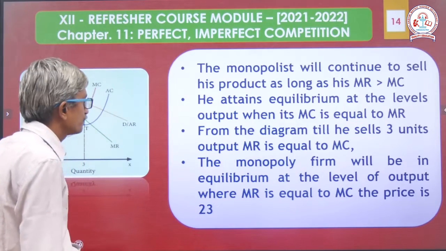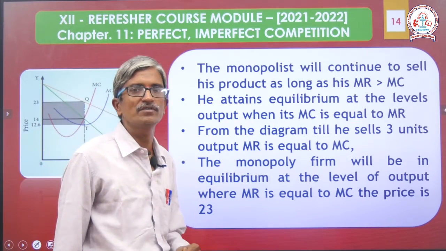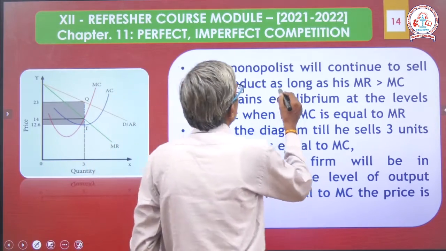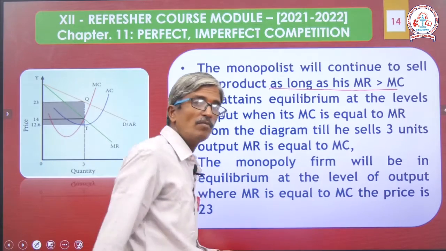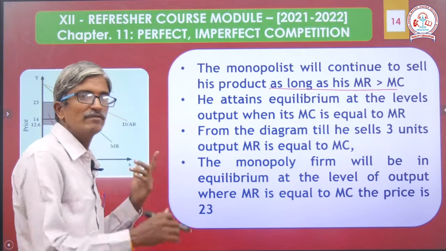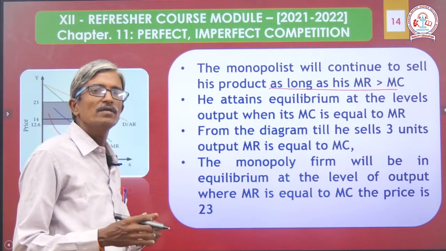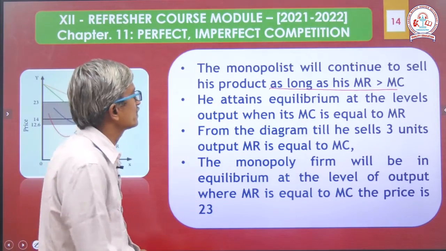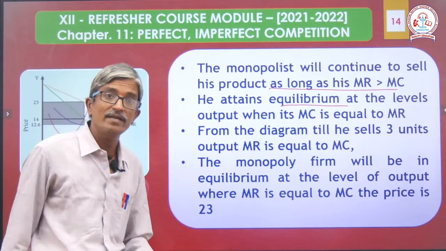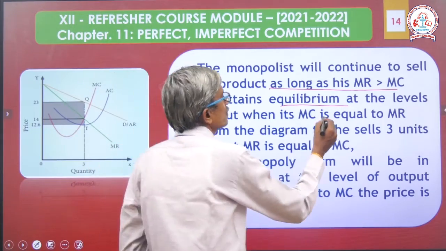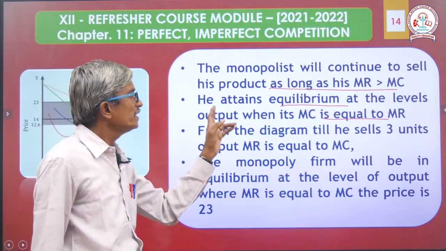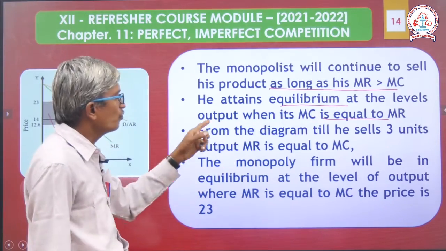Next, the monopolist will continue to sell his product as long as MR is greater than MC, marginal revenue greater than marginal cost. We saw this in the previous part. Next, he attains equilibrium at the level of output when MC is equal to MR, marginal cost equal to marginal revenue.